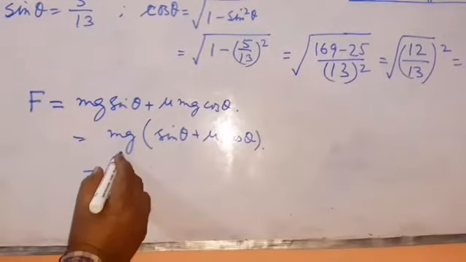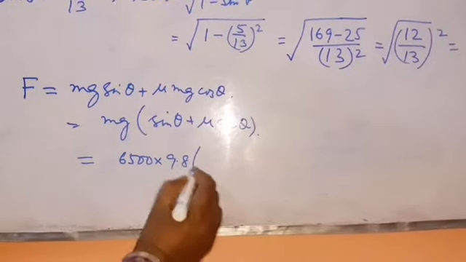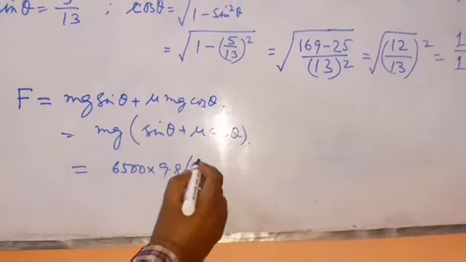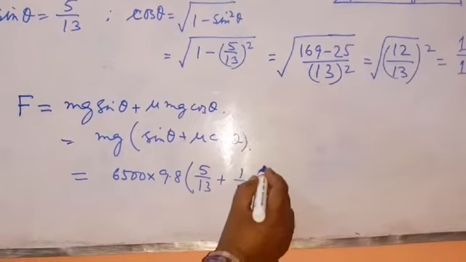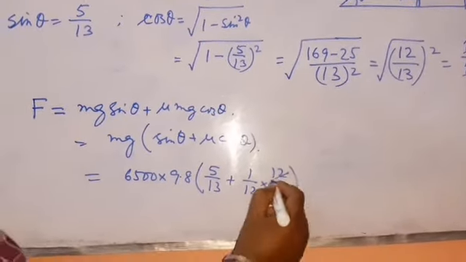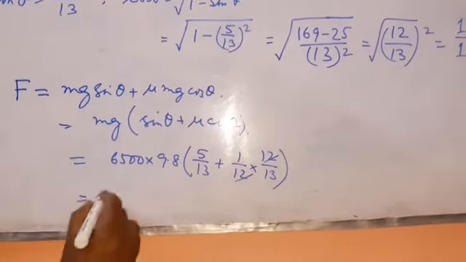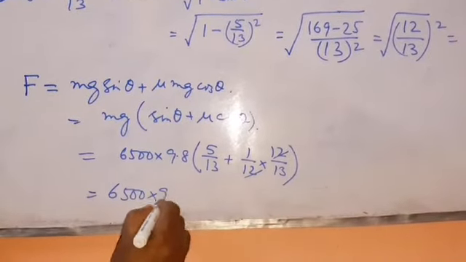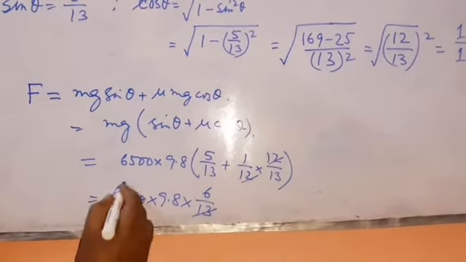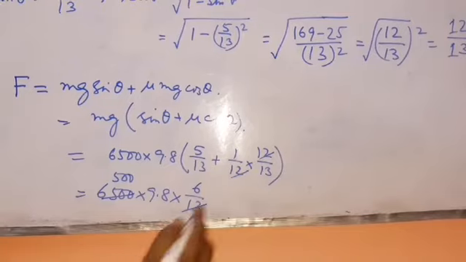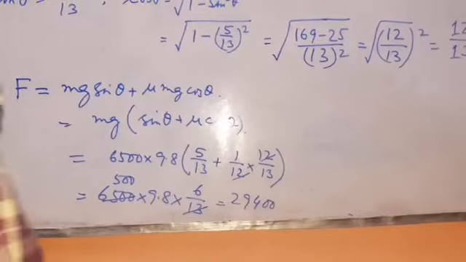Now we have to put the values. Mg, m means 6500 into g, g means 9.8, into sin theta. Sin theta means 5 by 13, plus mu means 1 by 12 into cos theta, 12 by 13. So this cancels. So it is 5 by 13 plus 1 by 13 means 6 by 13. So we can write 6500 into 9.8 into 6 by 13. So this is 500. Now if we multiply, it will be 29400.